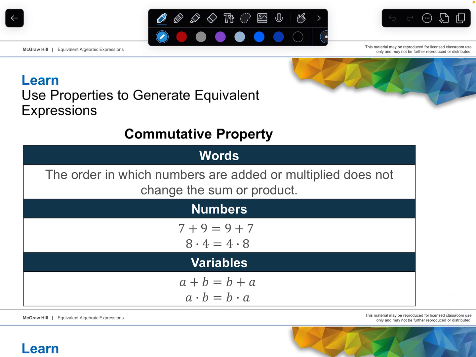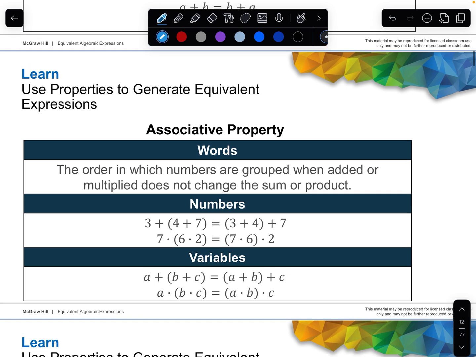The first one we're going to look at is the commutative property, which states the order in which numbers are added or multiplied does not change the sum or the product. And you can see some examples here with both numbers and variables. For the variables, you can see a plus b is going to be the same as b plus a. This is just restating the property. And a times b is equal to b times a. You could even rewrite this as ab equals ba when we write the product.